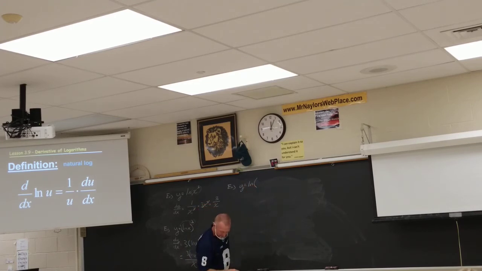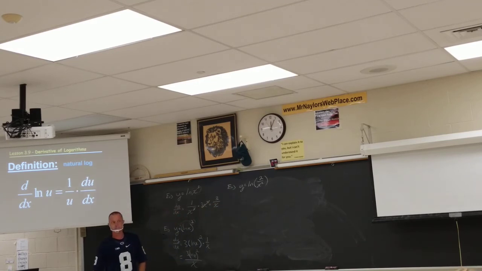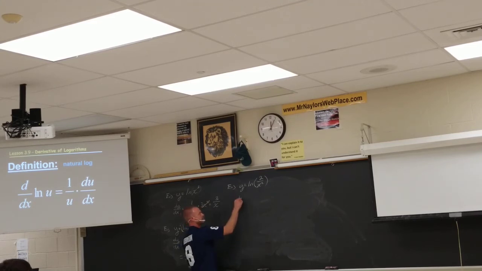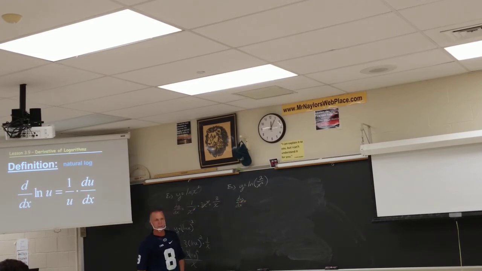Well, here, certainly this won't work. We've got a 2 over x squared. It's going to have to mess up. It's going to have to be upside down. So we got the ln of 2 over x squared.